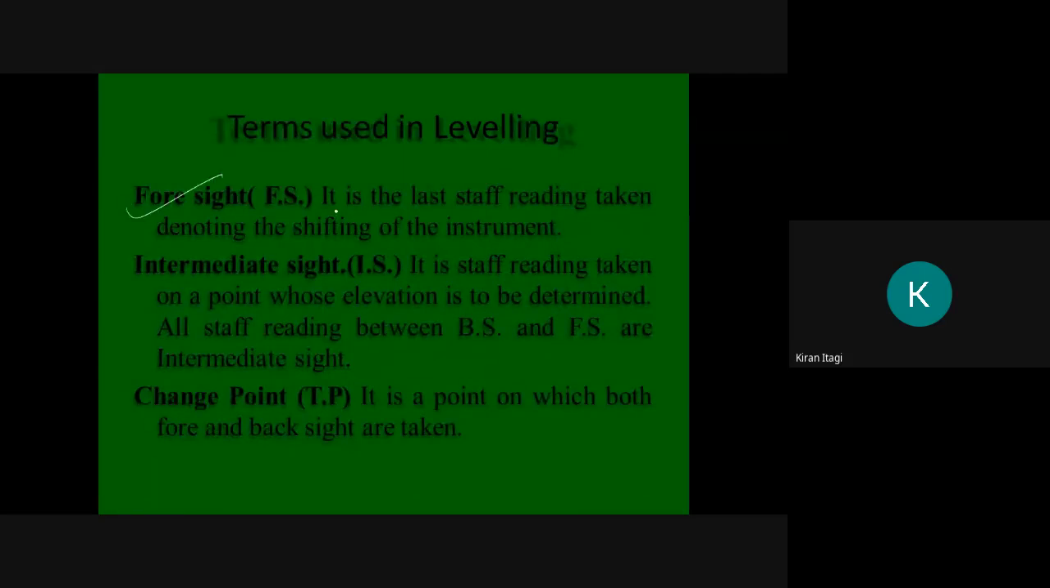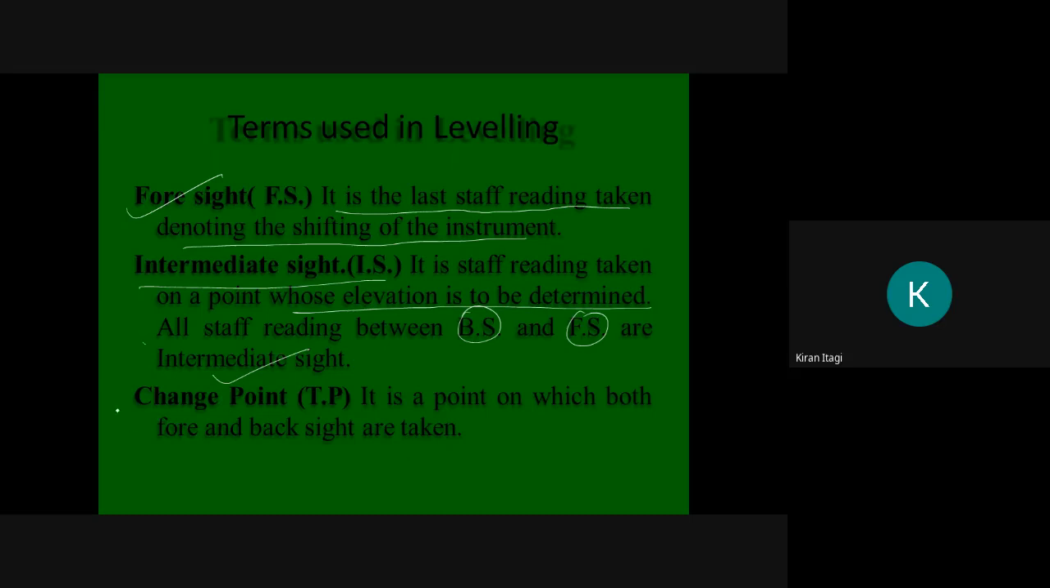Next, we have foresight. It is the last staff reading taken before shifting of the instrument. Intermediate sight is the staff reading taken on a point whose elevation is to be determined. All staff readings between backsight and foresight are intermediate sights.